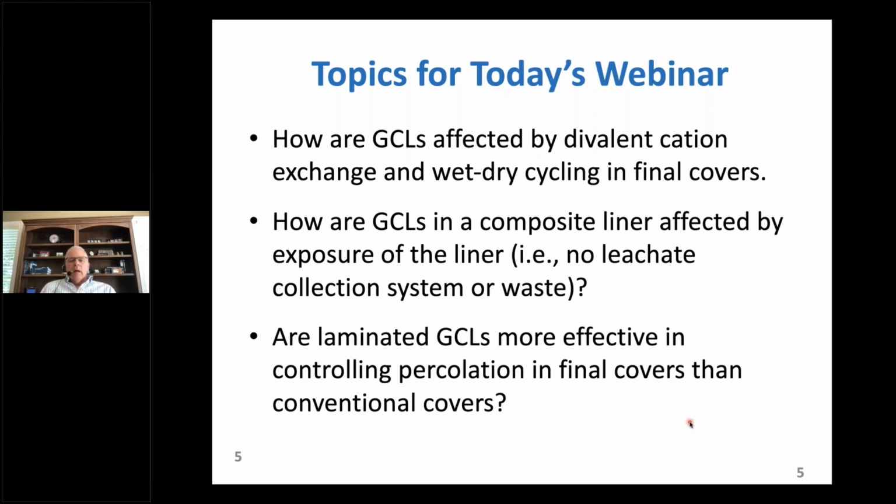First of all, how are GCLs affected by divalent cation exchange and wet-dry cycling in final covers? We're going to talk about a final cover example in detail and understand why that particular cover system did not function as it was anticipated.